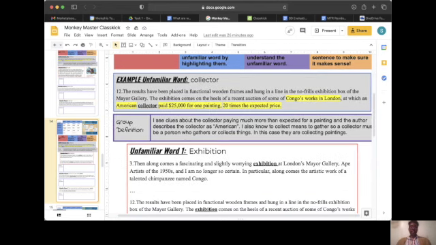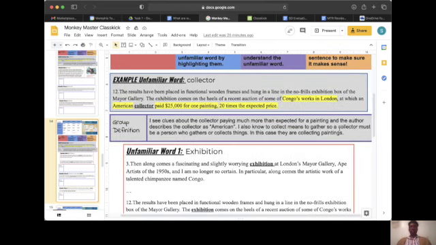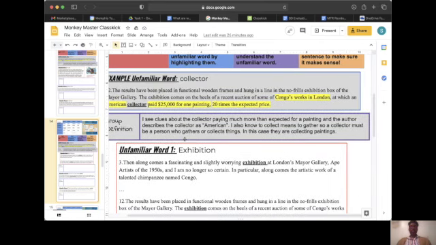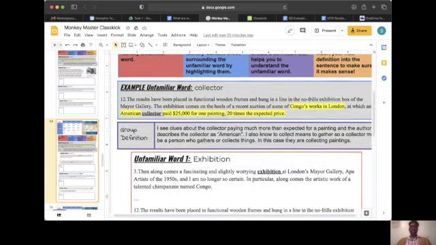All right, it says, I see clues about the collector paying much more than expected for a painting, and the author describes the collector as American. I also know to collect means to gather, so a collector must be a person who gathers or collects things. In this case, they're collecting paintings.